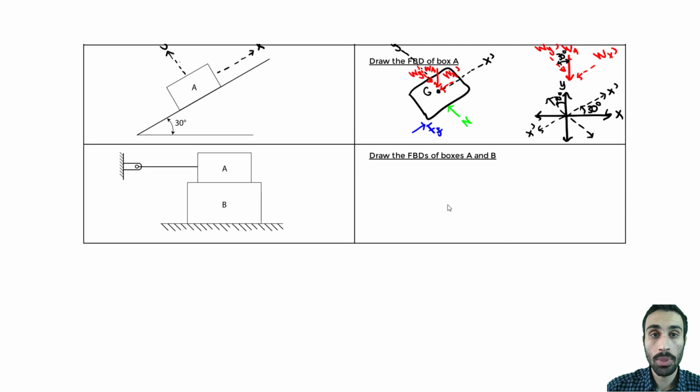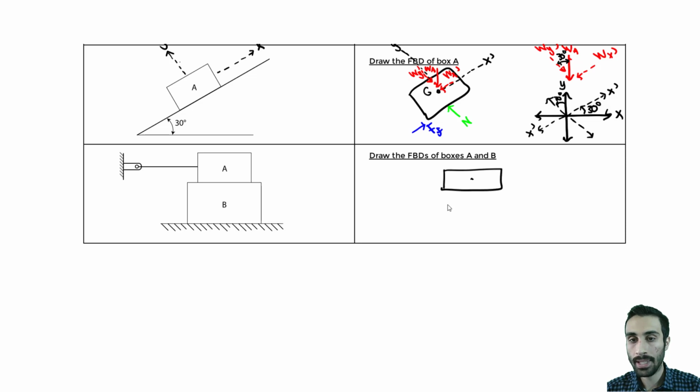This one's also a little bit tricky. What we will do first is we have the box A. So box A is going to be on top, and we want to draw the free body diagram of both box A and box B. So now let's do box A. We will say we have box A here, and it has a center of gravity. So we have the weight of A, the weight of A, right, at the center.